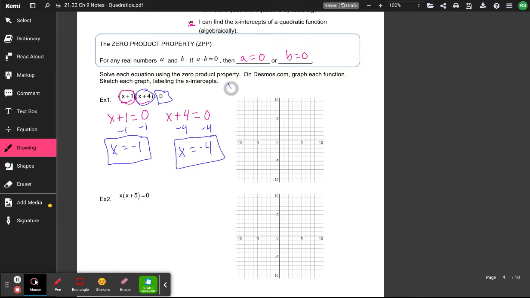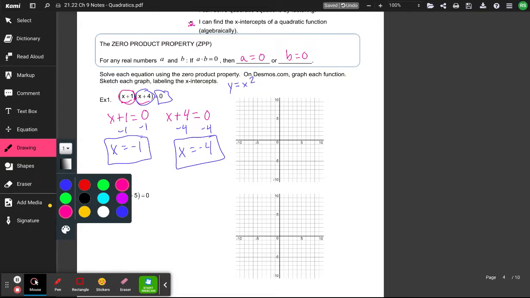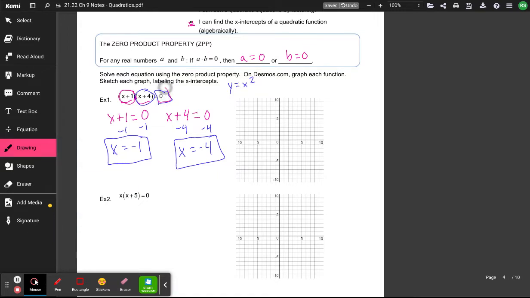Well, if we're working with a quadratic equation, we always think about the generic form, it would just be equal to y. In this case, we've set each of these equations equal to 0. Where are the points where y is equal to 0? Well, those points are on the x-axis, negative 1 and negative 4. So these represent our two x-intercepts.